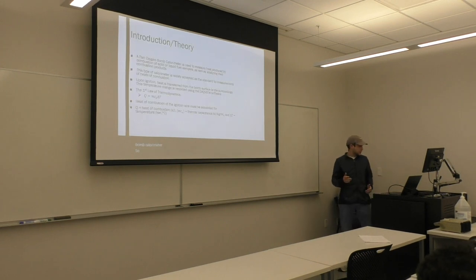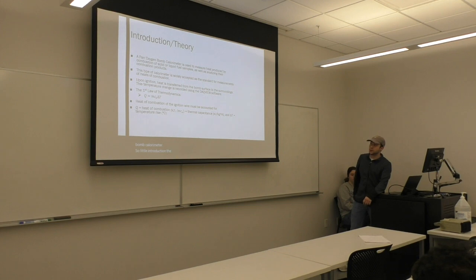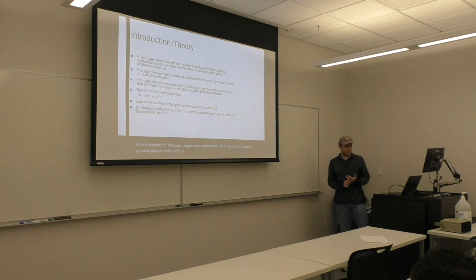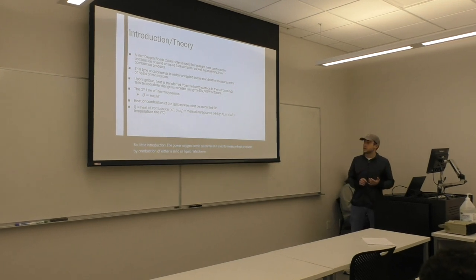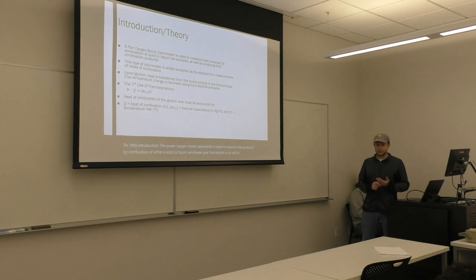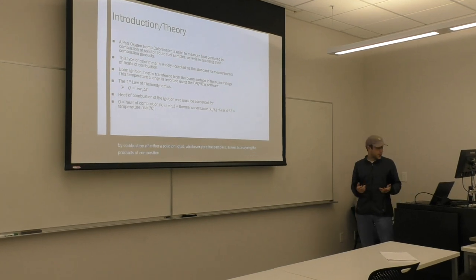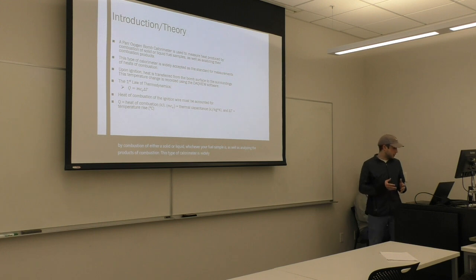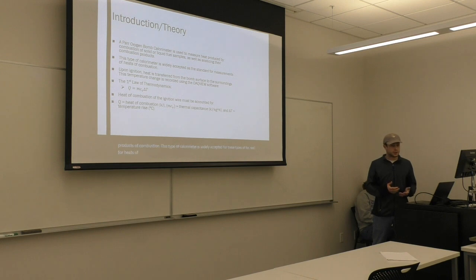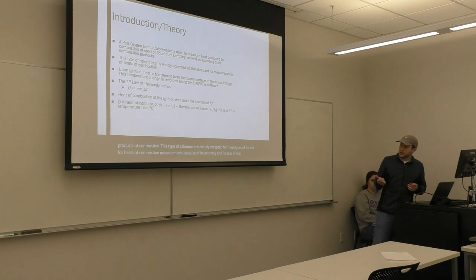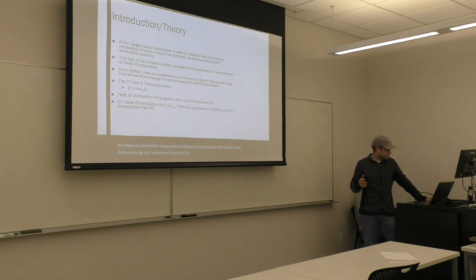So, a little introduction. The PAR oxygen bomb calorimeter is used to measure heat produced by combustion of either a solid or a liquid, whichever your fuel sample is, as well as analyzing the products of combustion. This type of calorimeter is widely accepted for heats of combustion measurements because of its accuracy and its ease of use. Upon ignition, heat is transferred from the surface to the surroundings, and this temperature change is recorded using the DAC-View software, which we have hooked up to a computer.